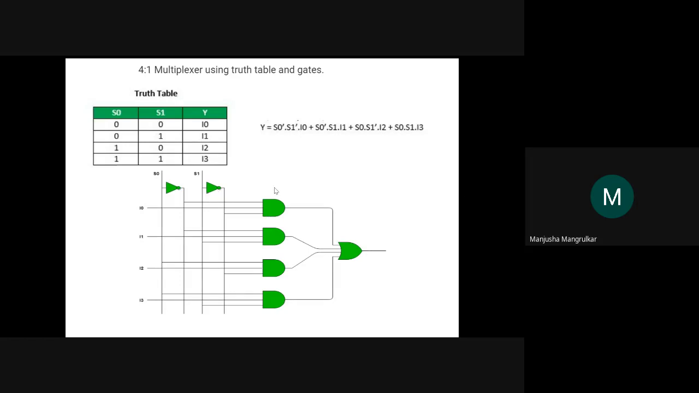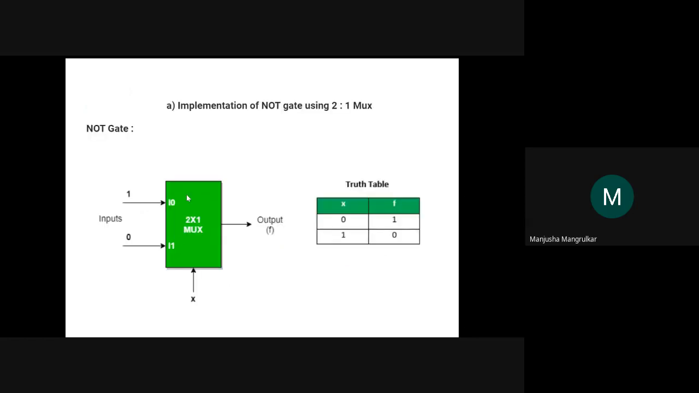Nowadays, or in earlier days, there are direct ICs of mux and demux, right? Now this is an example implementation of a NOT gate using a 2 is to 1 mux IC. NOT gate means, if you give a 0, you will get the output 1. If you give a 1, you will get the output 0.